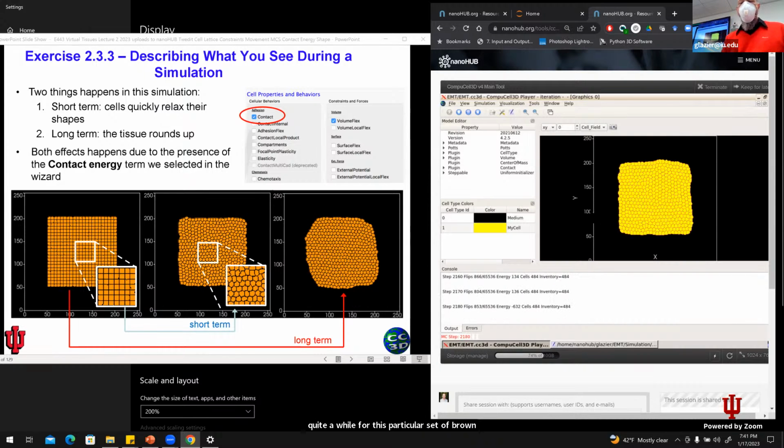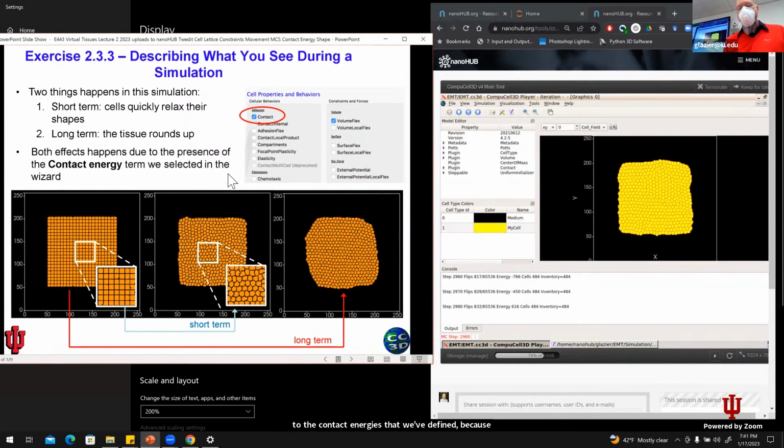So that's something, and these are all due effectively to the contact energies that we've defined, because that's all we've got in the simulation. Or actually, to be more specific, the ratio of the contact energy to the fluctuation energy.